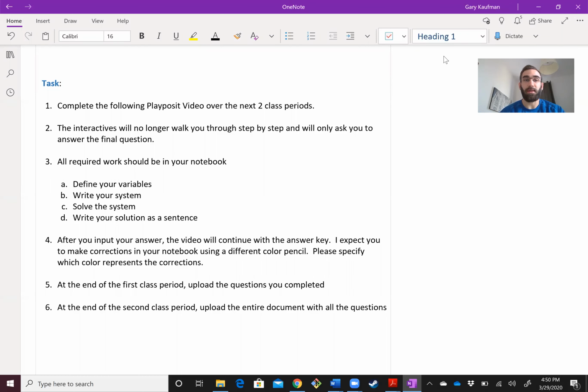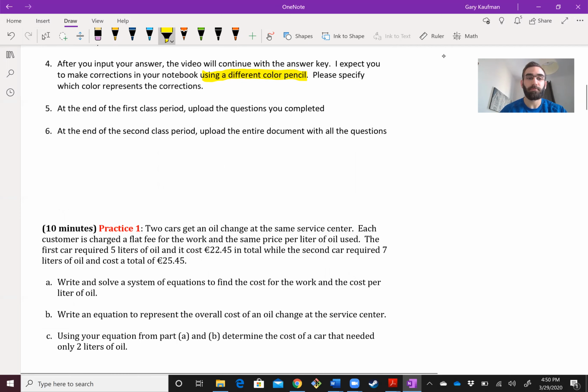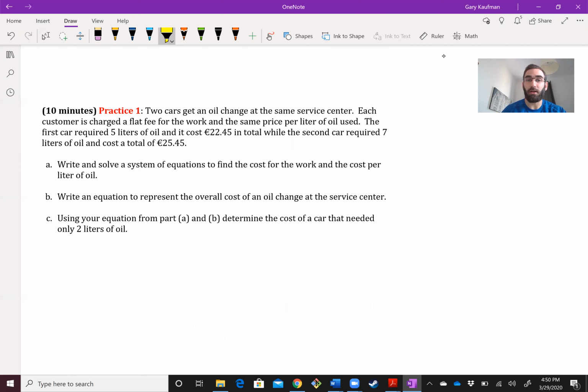Now notice that step 4, I also ask you to make the corrections because after each question, I will then go over it with you as an answer key, and I want you to make those corrections in your notebook. Use a different color pencil and specify which color represents the corrections. All right. So I tell you about how long each one should take. Here is practice 1.